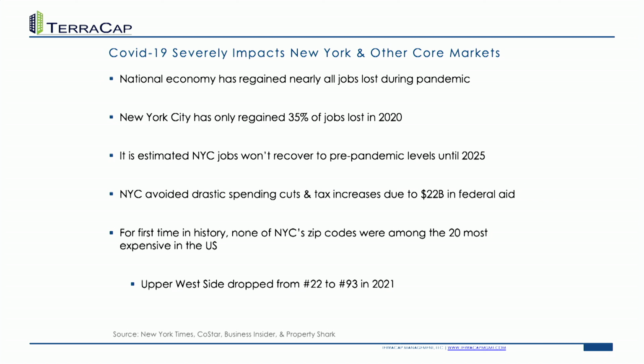It's also the first time in history for New York zip codes, high-profile residences. New York always had multiple zip codes in the top 20 most expensive residential areas in the country. Not last year. They had one zip code, I believe Upper West Side, that was ranked number 22 in 2020. It dropped to number 93 in 2021. Why does that happen? Because there's no demand.